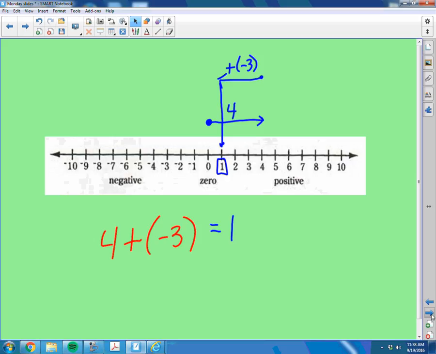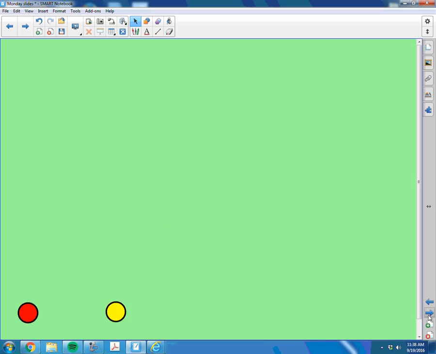Who was asking about the whole zero pair thing? Brendan was. If the red guys were our negative numbers and the yellow guys were our positive numbers, then when we have 4 plus negative 3, essentially we have 1, 2, 3, 4 positives we begin with, right? And then we're adding to that how many red circles?